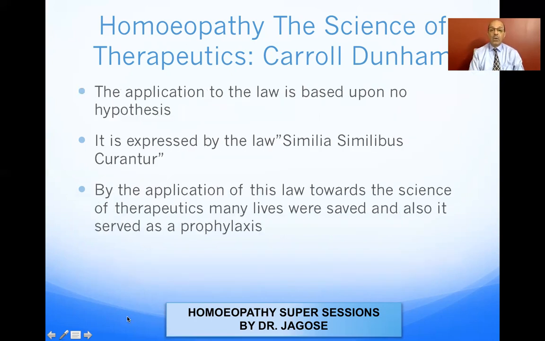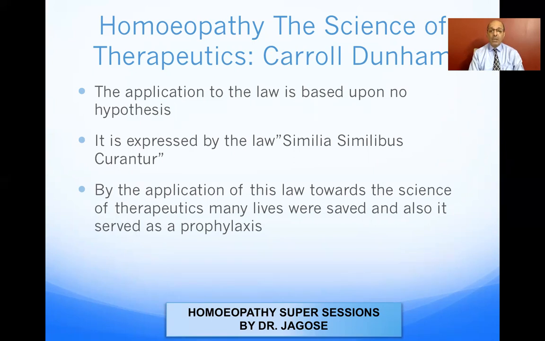The application of the law is based upon a hypothesis. It is expressed by the law similia similibus curentur. So this hypothesis was proved to be correct, that the only way of mitigating the disease is through similars and not through dissimilars. Therefore, the law of similars, similia similibus curentur.